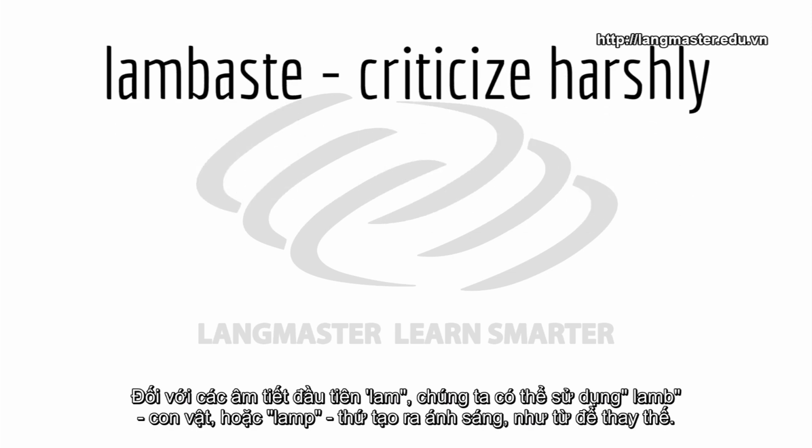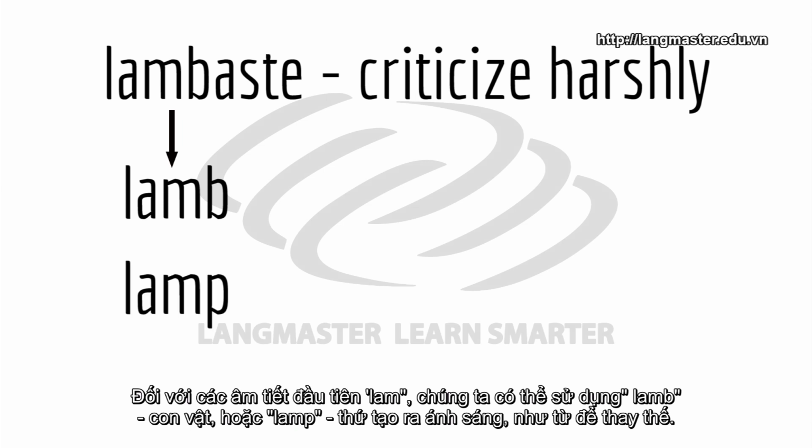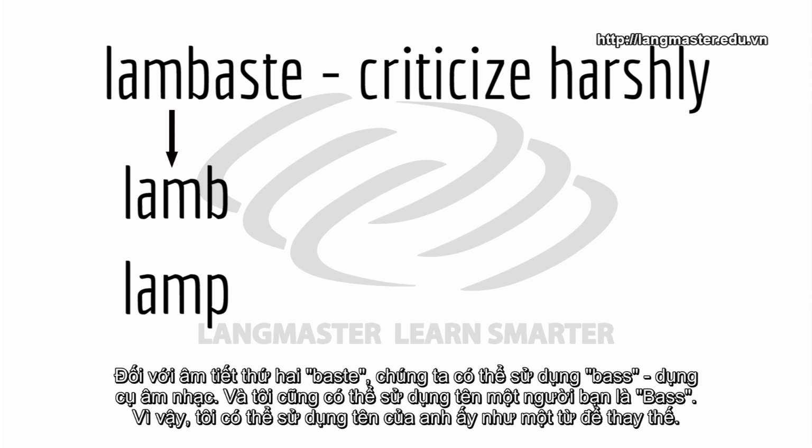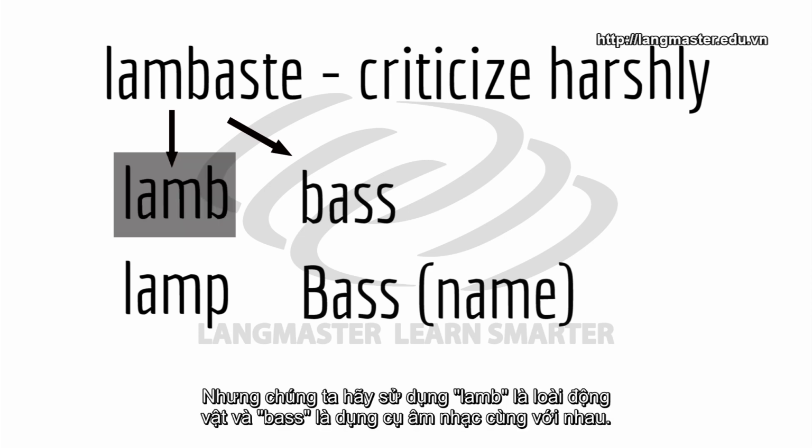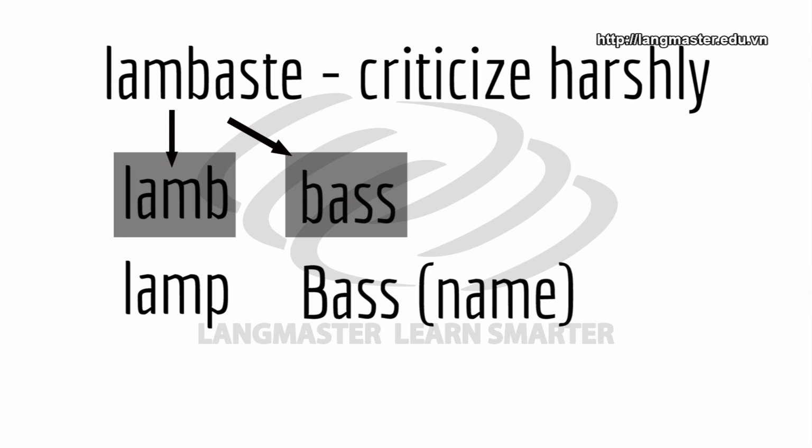For the first syllable, lamb, we can use lamb, the animal, or lamp, the thing that generates light, as the substitute word. For the second syllable, based, we can use bass, the musical instrument. And I also happen to have a friend named Bass. So personally, I can use his name as the substitute word as well. But let's use lamb, the animal, and bass, the musical instrument, together.